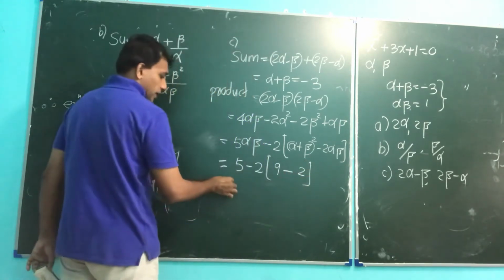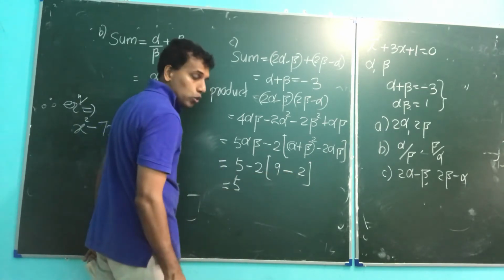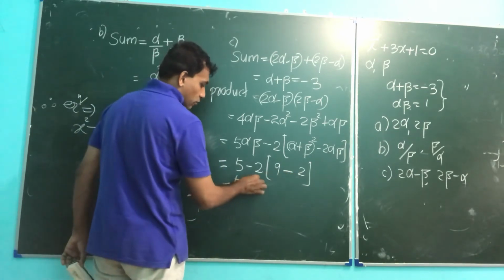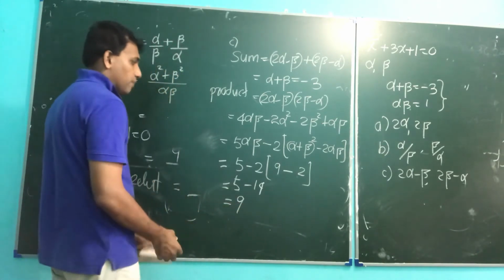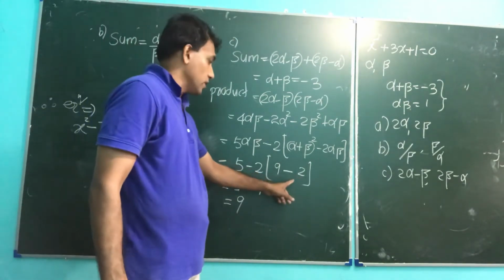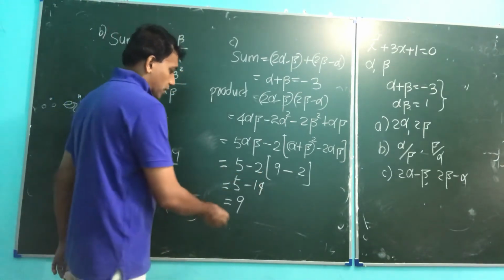Okay, now check the answer. 5 here, what is that? 9 minus 2 is 7 here, times minus 2 is minus 14. Then 5 minus 14 is minus 9. Okay, check there: 9 minus 2 is 7, here minus 14, so positive 5 and negative 14 gives negative 9, right?